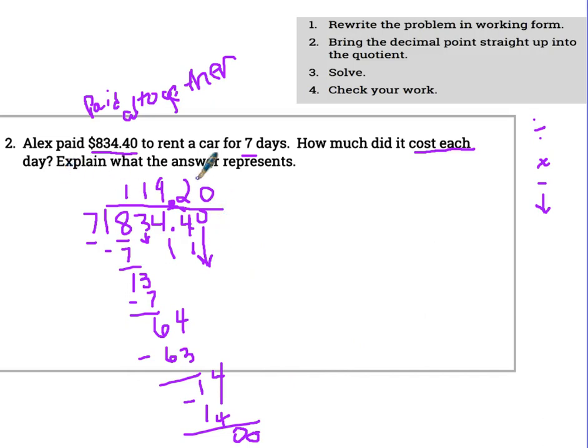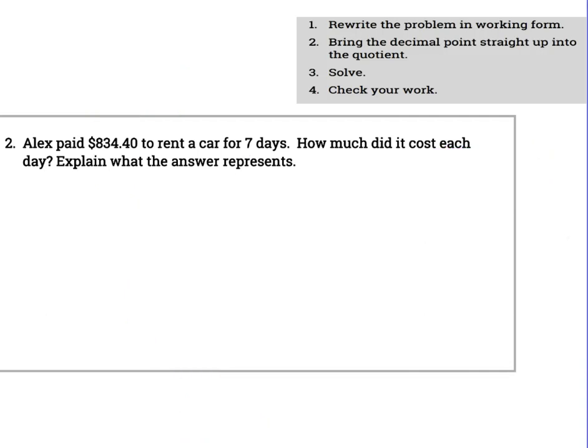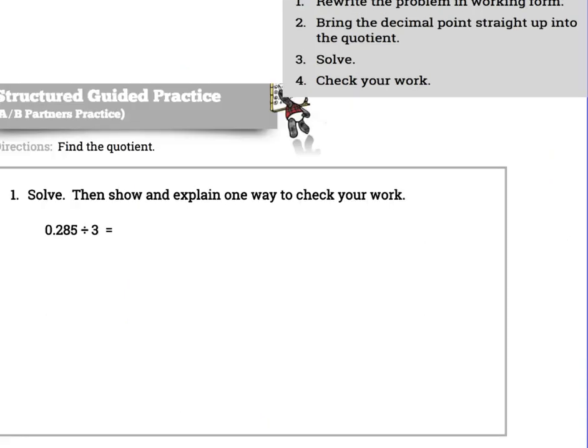Now, this says, explain what the answer represents. Well, the 834 and 40 hundredths is money. This is days. So this is telling me how much money it cost per day to rent a car. $119.20 is your answer.